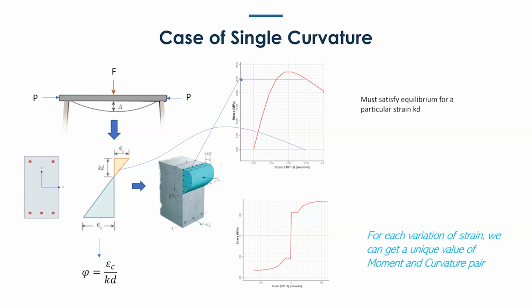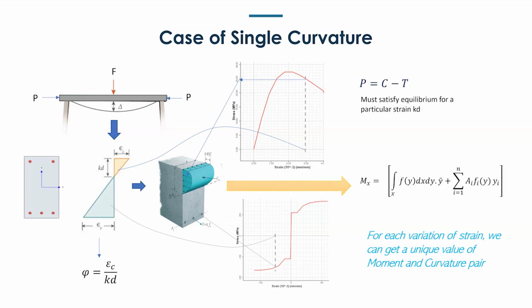So that is the case, it can come from any location. So any strain corresponding to a curvature can go back, read the stress, and get the equilibrium equation. And then based on that, we can determine the moment for that curvature. So this way we can generate the moment curvature point for a given, assumed curvature.